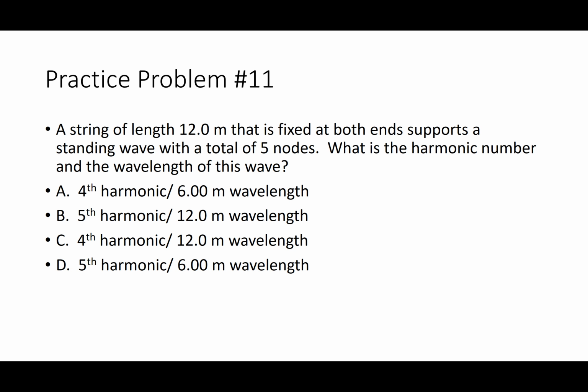If the wave has 5 nodes, it's going to have 4 antinodes. If it has 4 antinodes, that means it consists of 4 complete loops. Well, remember that one wavelength is 2 loops. So essentially on this string, we have 2 complete wavelengths. Well, the string is 12 meters long. We complete 2 wavelengths in that string, which means the wavelength in this case is half the length of the string. So we're dealing with the 4th harmonic and the wavelength of our wave, 6 meters, half the length of the string. Answer A looks good for practice problem 11.